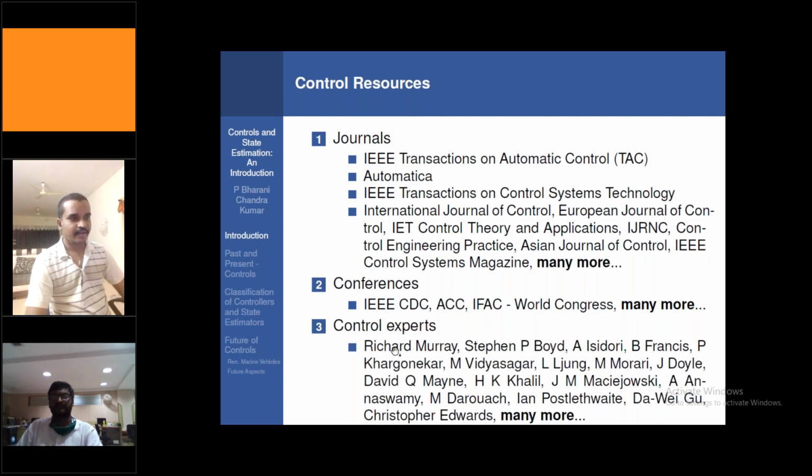And some of the experts are Richard Murray, Stephen Boyd, Alberto Isidori, Bruce Francis, Pramod Khargonekar, M. Vidyasagar, Lihua Xie, Murat Arcak, Doyle, Hassan Khalil, Masayoshi Tomizuka, Anuradha Annaswamy, Mohammed Darouach, Jean-Jacques Slotine, Christopher Edwards, and many more. These are some names who have contributed over the past 2-3 decades to control theory and applications. If you want to see the recent updates, you can follow them. Some of them are still active and some are not, but you can still follow their work. These are some of the control experts whom I personally follow. It is your choice to follow them or not.